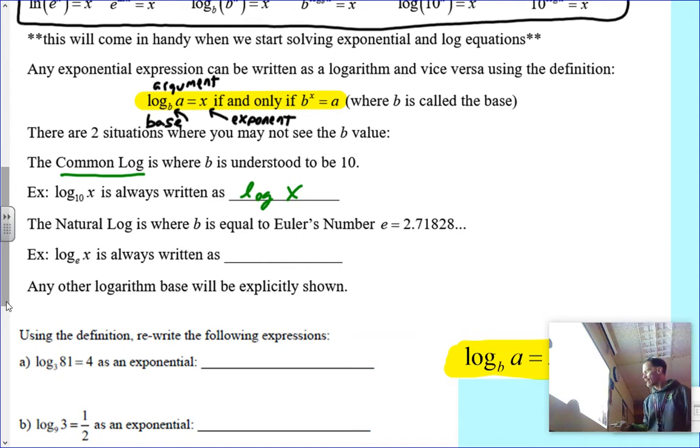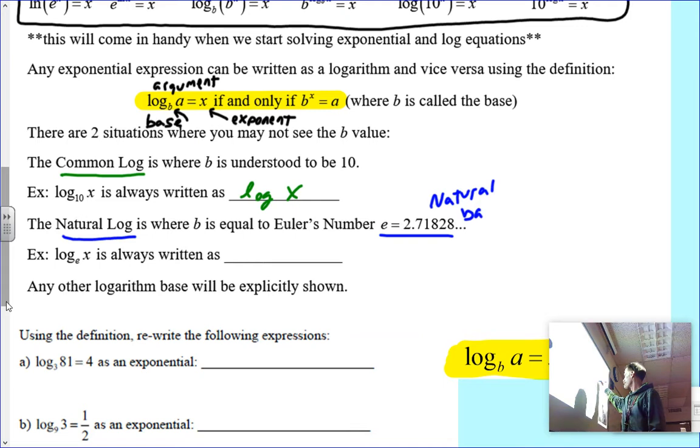And then the second case is what's called a natural log. That's where the base is actually the number e, which is called Euler's number. This is actually called the natural base. And we'll get more into that in a few days when we start doing some science and financial applications. But the upshot of this is you will never, ever, ever see log base e of x. This is always written as the natural log, which is ln.